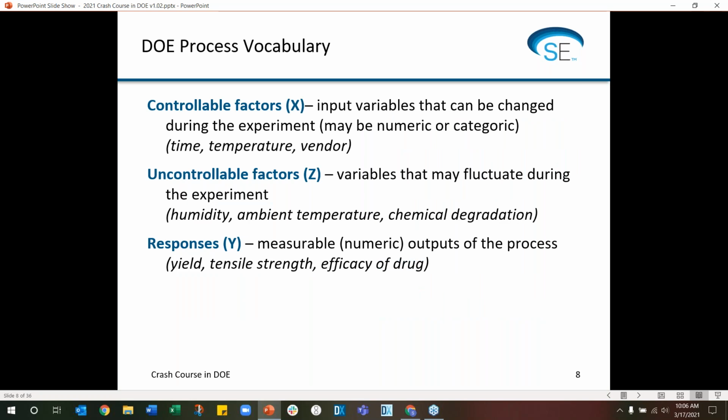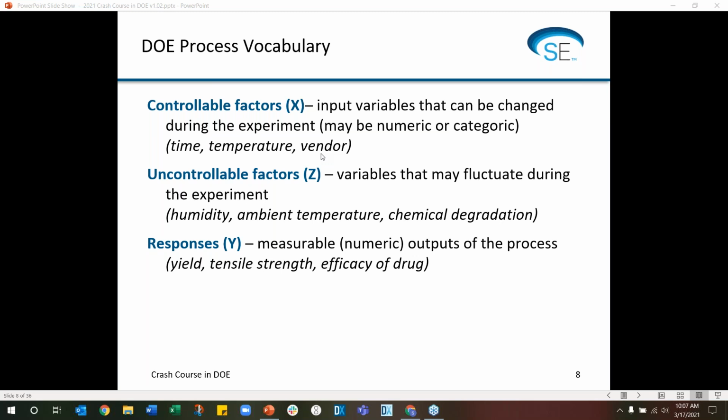So in this slide deck, I have a couple slides here of vocabulary, so you can go back and refer to these. But the controllable factors are simply your inputs that can be changed during the experiment. These may be either numeric or they might be categoric. So numeric would be something like time and temperature that operates on a continuous scale. Categoric might be something like vendor, the raw material vendor. It could also be something like a color, black versus yellow, or other things that are kind of names.